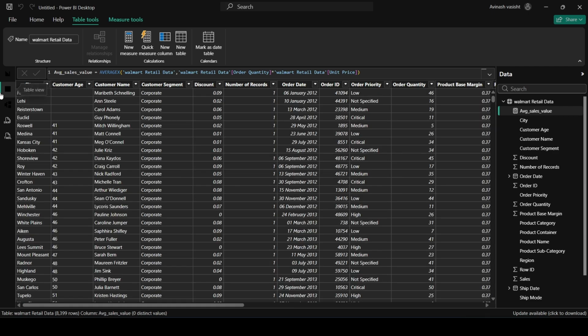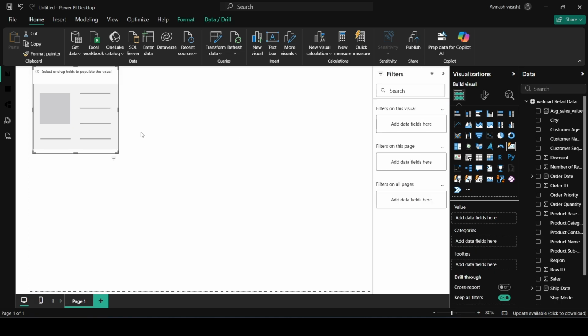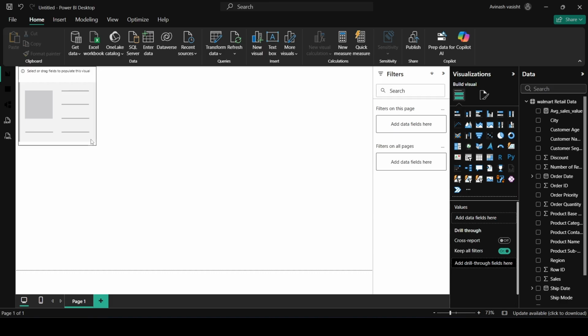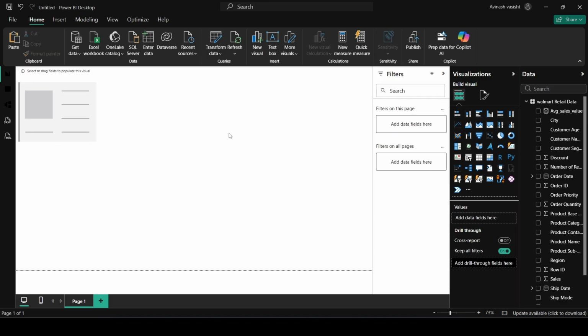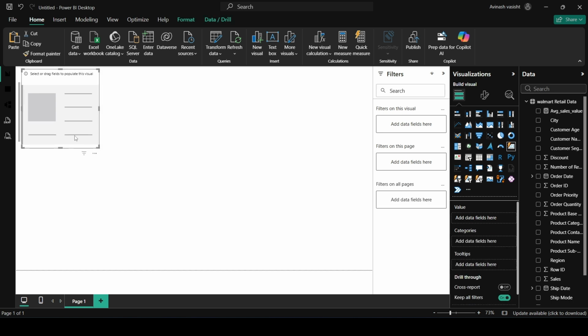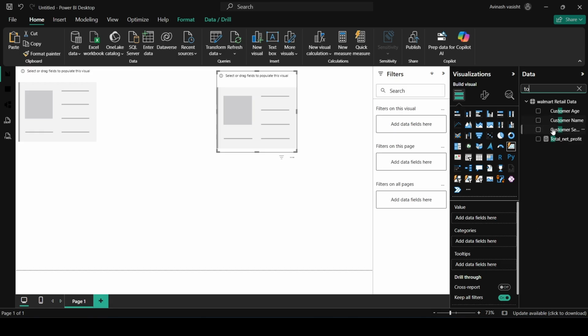We have calculated the two aggregations using the iterator functions. Now we will see the visualization of it. We will click on the card visualization. I am copying it twice because we have two expressions. The first one is total net profit.